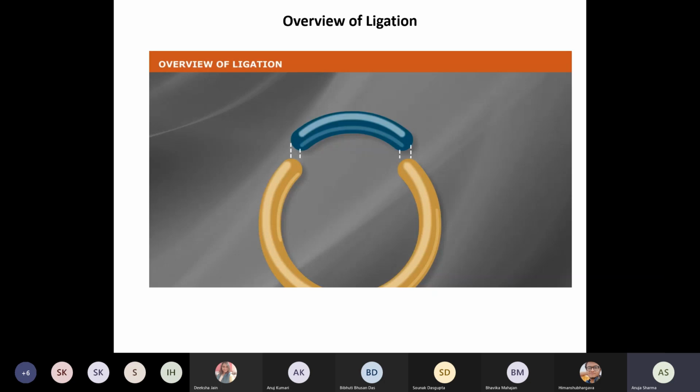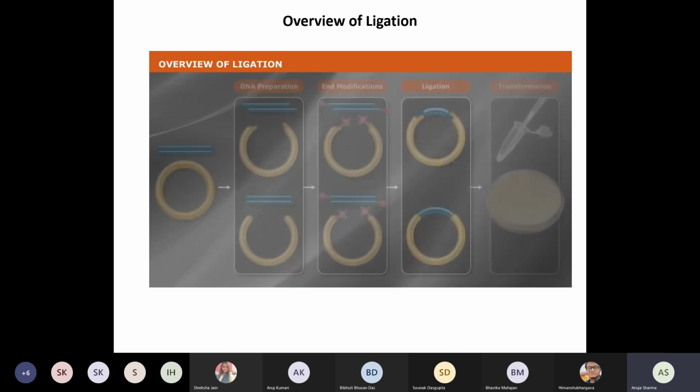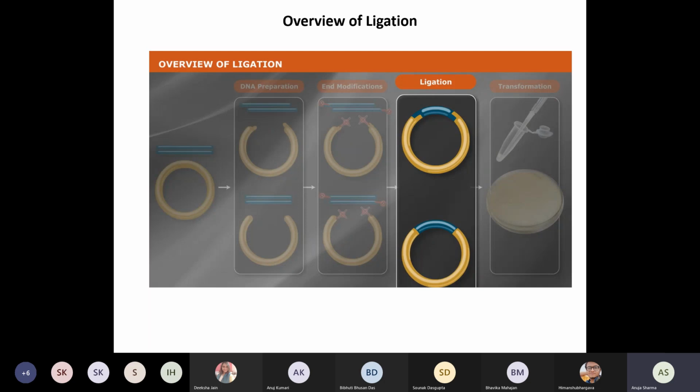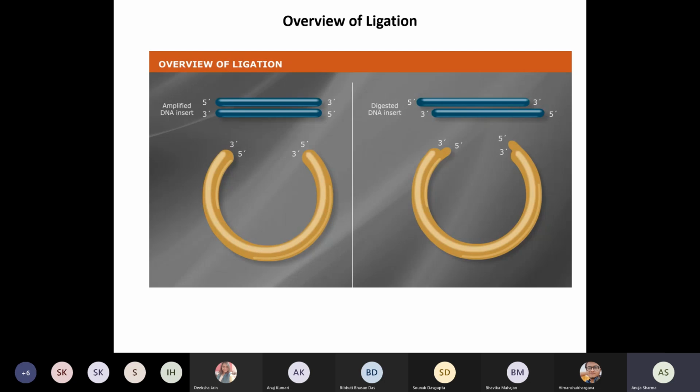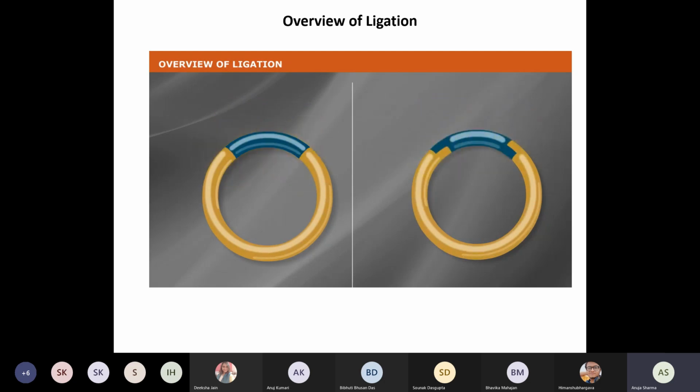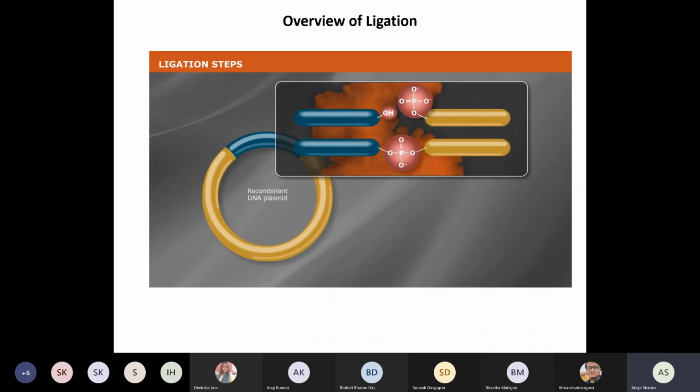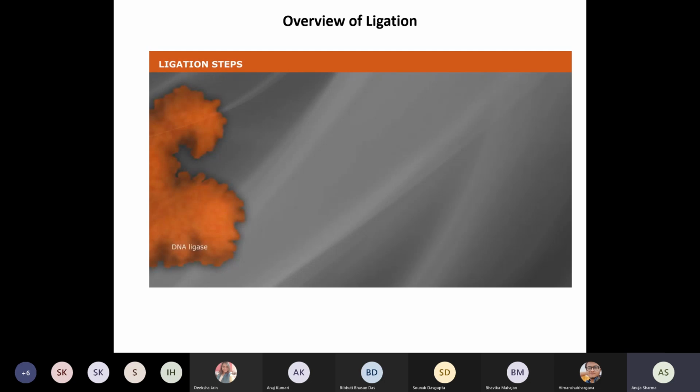DNA ligation is the formation of a covalent bond between adjacent DNA fragments, frequently a vector and a gene of interest. Ligation is usually the final step before transformation in the cloning workflow. DNA ligase may be used to join double-stranded DNA fragments with either blunt or cohesive ends to form recombinant DNA plasmids. A DNA ligase catalyzes the formation of a phosphodiester bond between juxtaposed 5' phosphate and 3' hydroxyl termini in duplex DNA. Ligation proceeds in 3 steps.